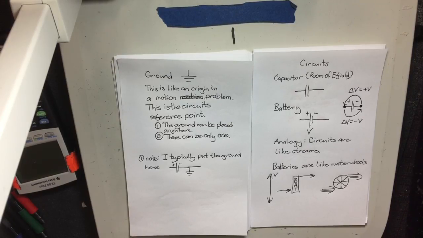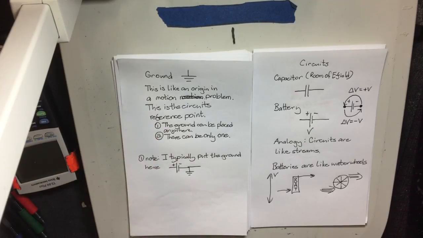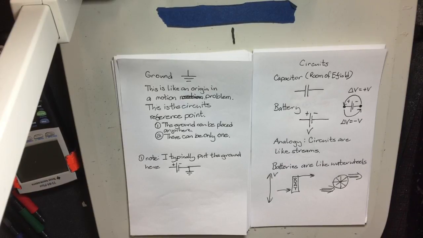All right, so I typically put the ground here. There can be only one. There was a student who was like, well, what if you have 5 grounds? And I'm like, don't do that. I guess technically you could, but in 214 rules, it's just going to mess everything up.